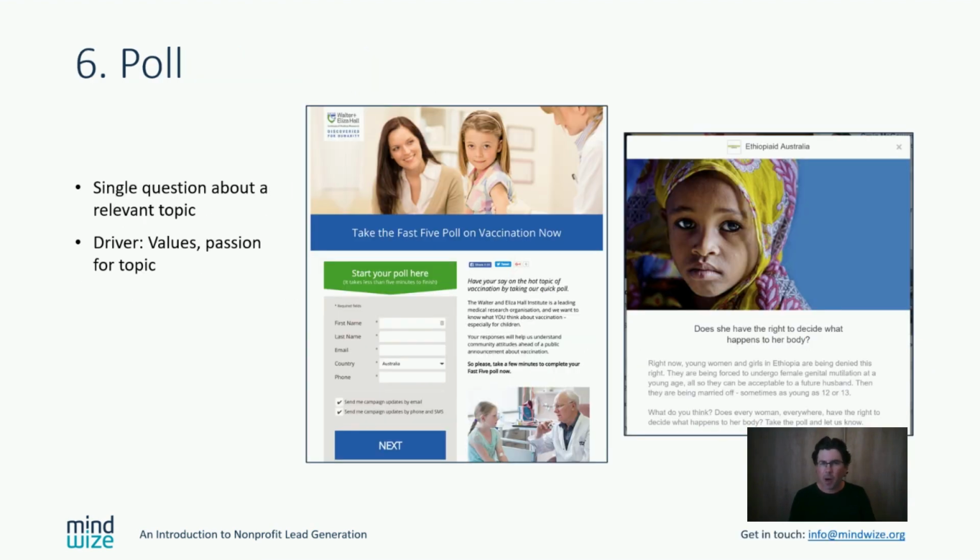Lastly, polls. A poll asks the participant a single question about a topic that resonates and is relevant to the audience, like childhood vaccination or the rights of women and girls. And these two examples here really show how a poll can focus on a hot topic that triggers response without making the specific policy calls of a petition. After all, if you ask a group of adults what they think about vaccination, you'll very rarely be met with silence. Now, we've just covered 6 of the common types of nonprofit lead generation.